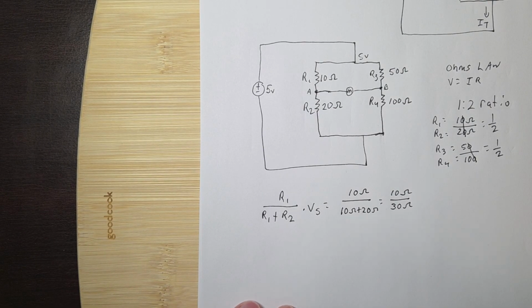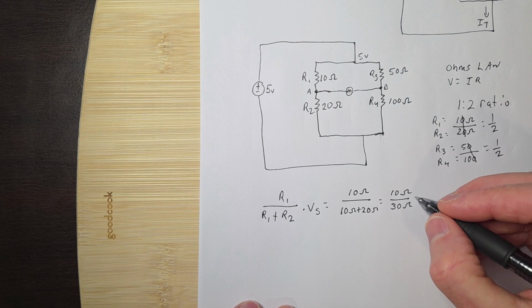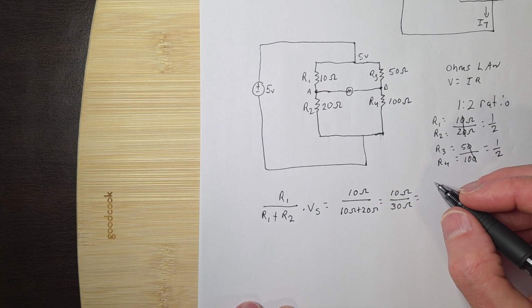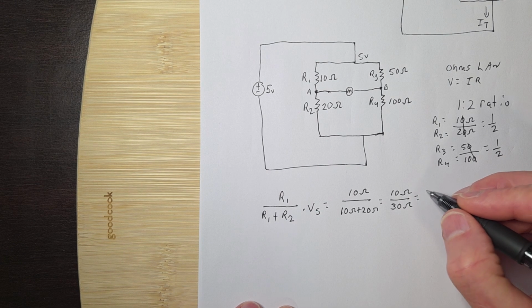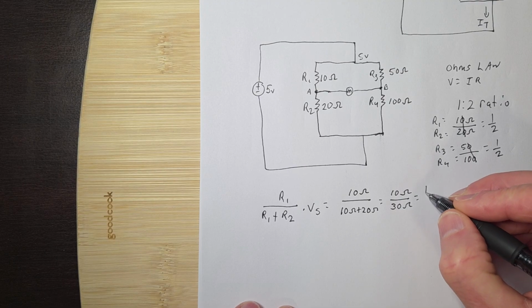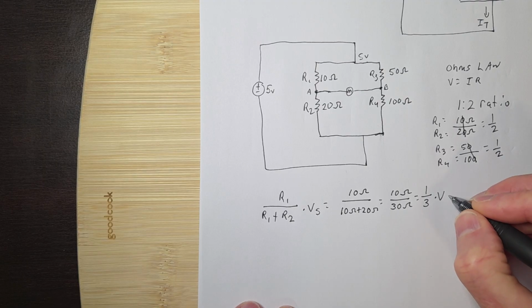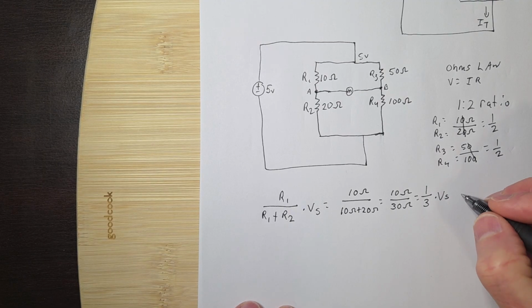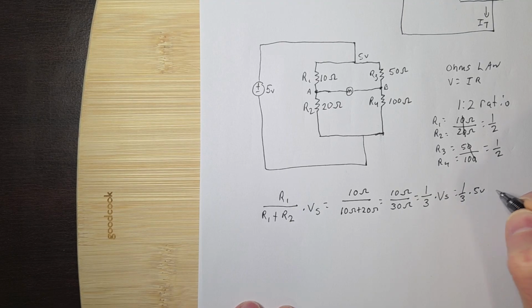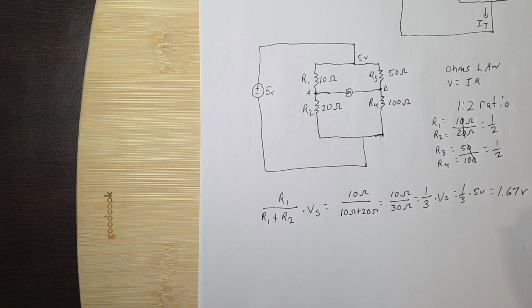And that's going to equal 1 over 3 times Vs. And that's going to be equal to 1/3 times 5 volts. And then that's going to equal roughly 1.67 volts. Okay?